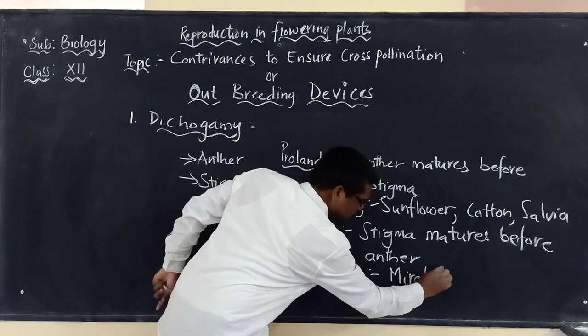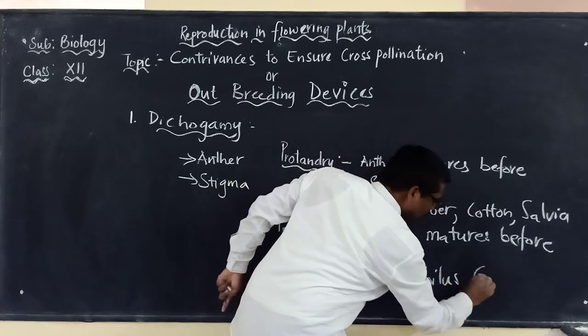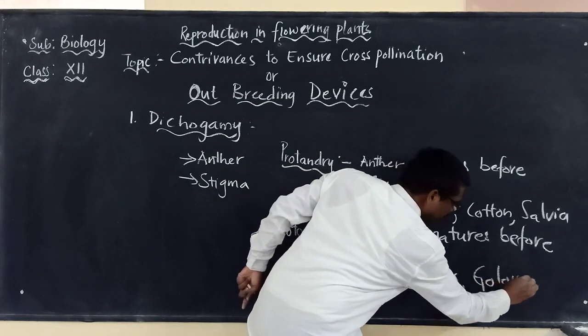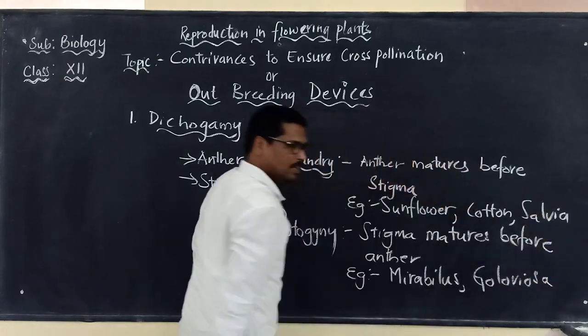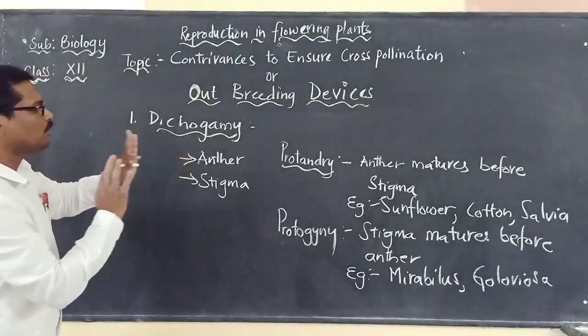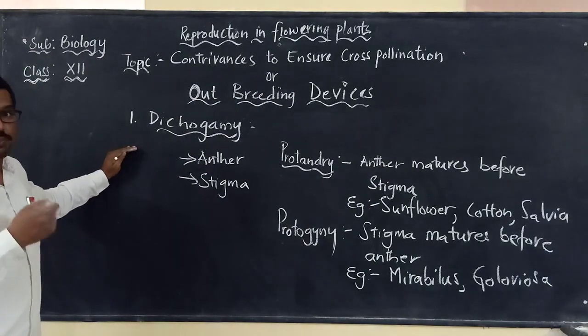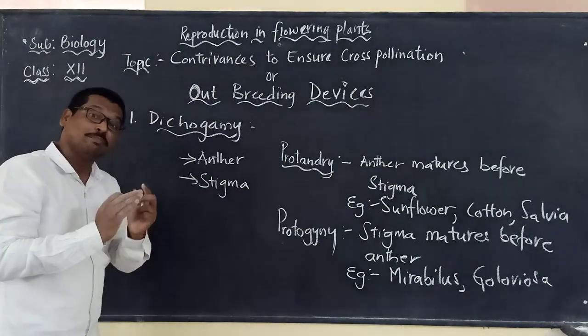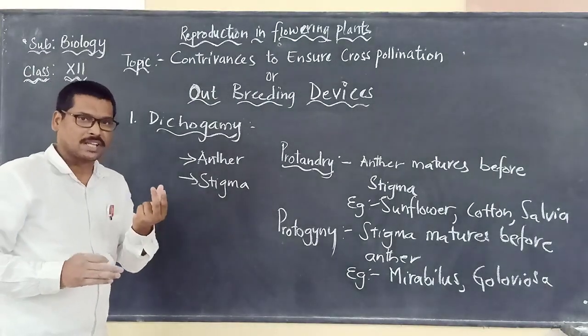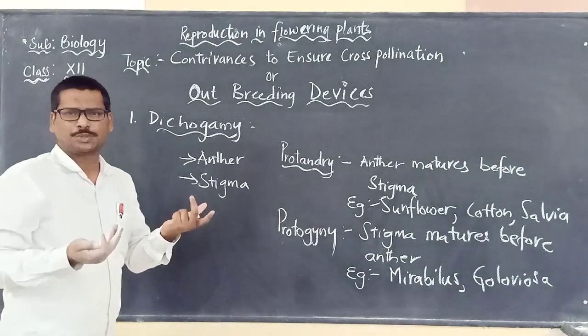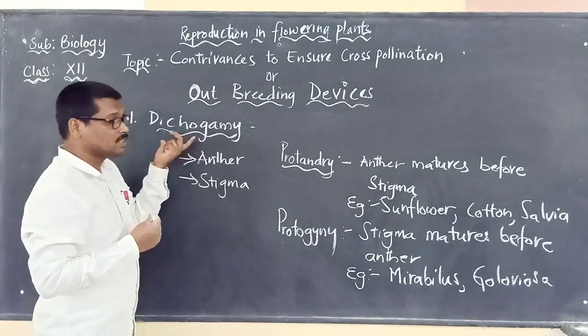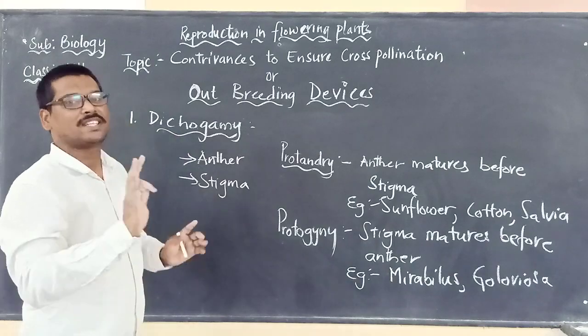And there is another one called gloriosa. This is another example, gloriosa. So here we have to remember, dichogamy is one adaptation that is shown by hermaphrodite flowers. Hermaphrodite flowers means bisexual flowers. Why are they showing this adaptation? In order to overcome self-pollination.